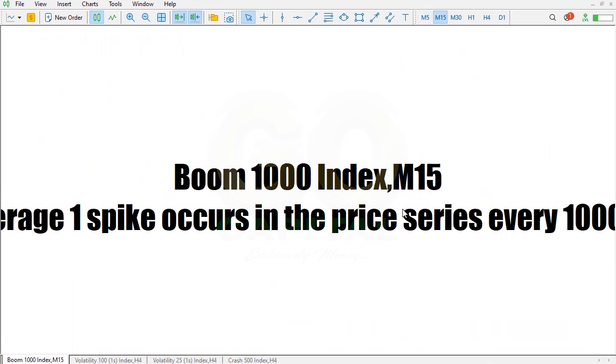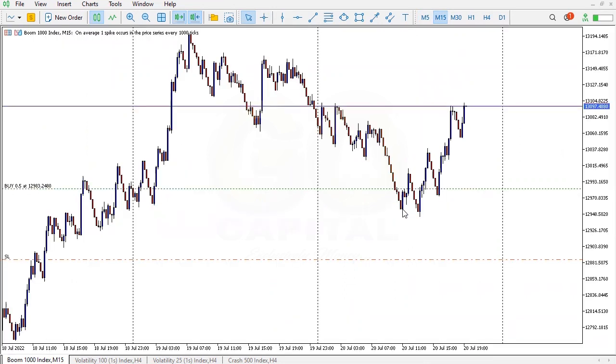Even though I'm still going to teach you how to trade Boom 1000, Volatility 10 (1s), Volatility 10, in fact all of the Deriv assets, I'm going to teach you how you can trade all of them. But this is the trade I've currently entered, and this is my first trade on the account.